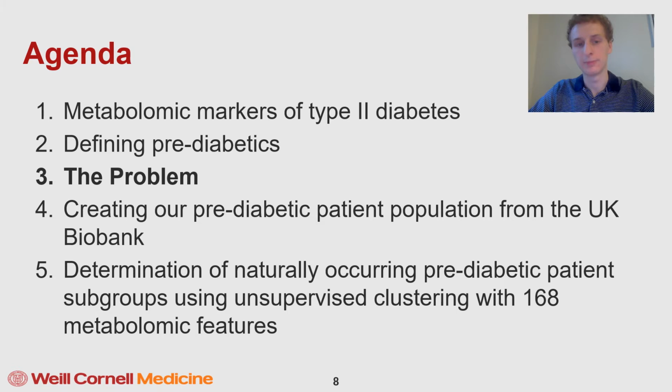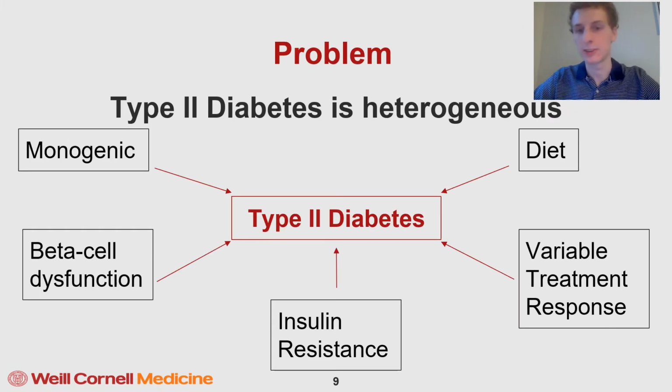So now we move to the problem. And the problem is that type 2 diabetes is heterogeneous. This means that the patients who develop type 2 diabetes do so in a number of ways. There's not one path in which each diabetic takes to develop this disease. Also, there are variable treatment responses. And what this means is that not one treatment will help each and every patient. It's not one size fits all.